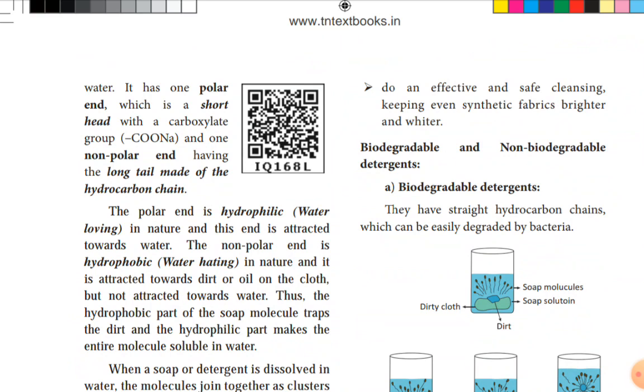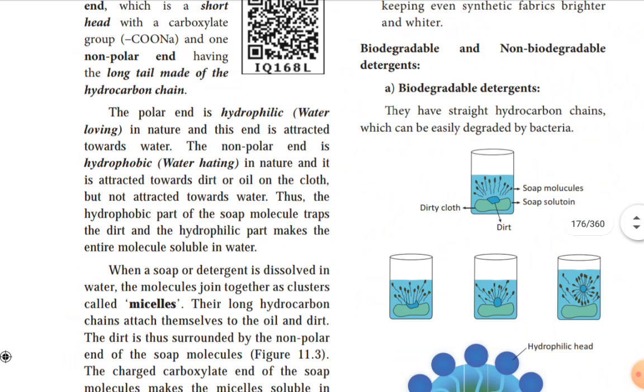So the first part is the polar end, the second part is the non-polar end. The first part is a short head, the second one is a long tail. And the first one is the carboxylate group, the second one is the hydrocarbon chain. So there are two distinct parts in a soap molecule: one is the polar end, another one the non-polar end.